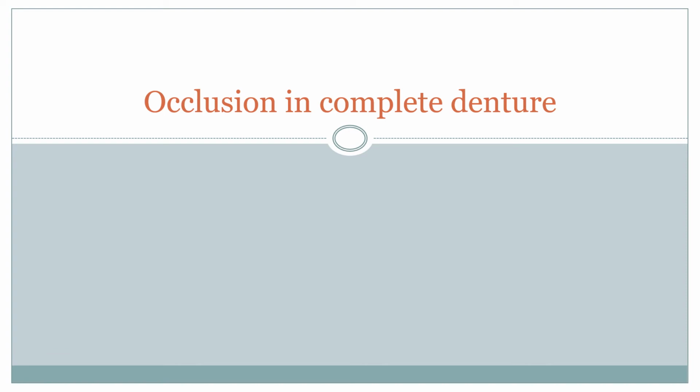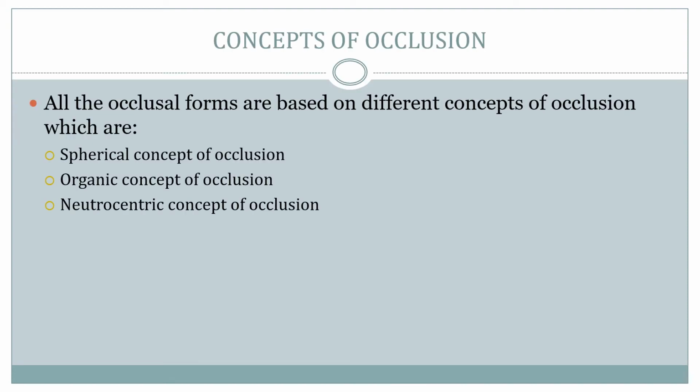Then coming to occlusion in complete dentures. I would like to just brief you on some main important topics. The first one is the different concepts of occlusion. Mainly there are three different concepts of occlusion: the spherical concept of occlusion, the organic concept of occlusion, and the neutrocentric concept.